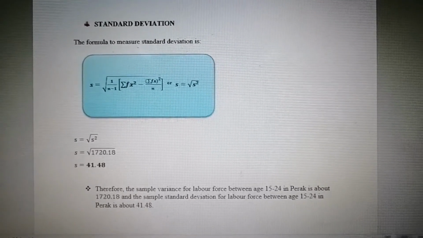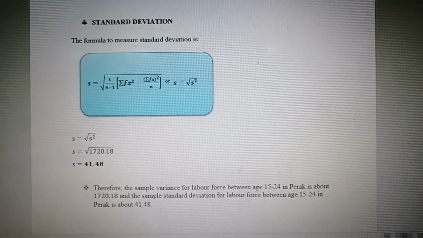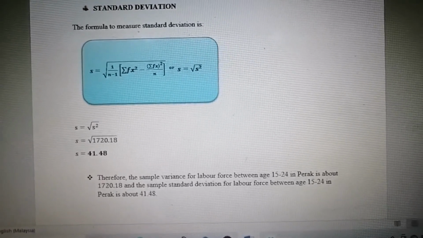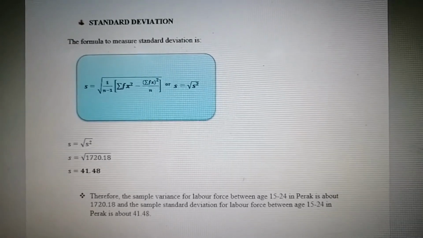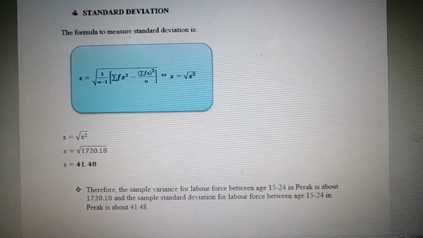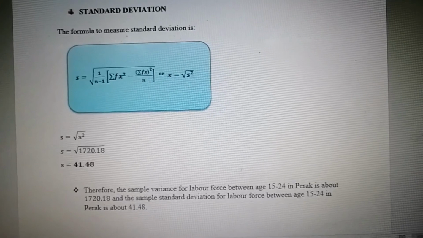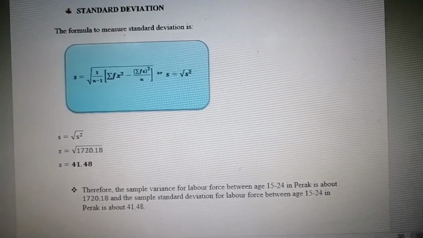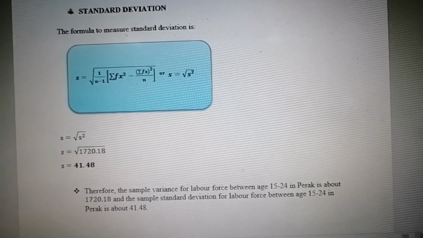Finally is standard deviation. The formula to measure standard deviation is S equals square root of variance, or S square. Then the solution is S equals the square root of 1720.18, and we will get the answer 41.48. Therefore, the sample variance for labor force between age 15 to 24 in Perak is about 1720.18, and the sample standard deviation is about 41.48. That is all from me.